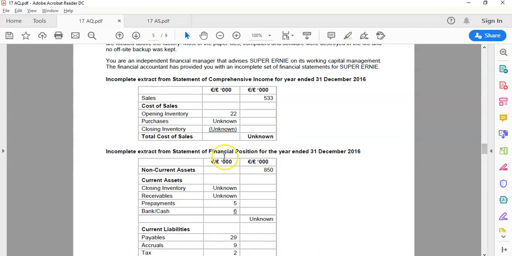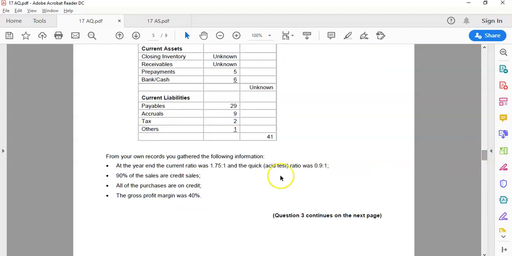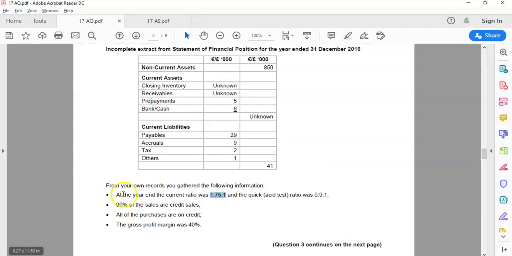So we don't know what purchases and closing inventory are. That means we don't know what cost of sales is. And we don't know what inventory or receivables are. But what we do know is the current ratio is 1.75:1. So again, use your knowledge. Now pause the question and see, can you work out, it's like a little puzzle. Can I use the information here to work back and figure out what exactly the unknowns are?